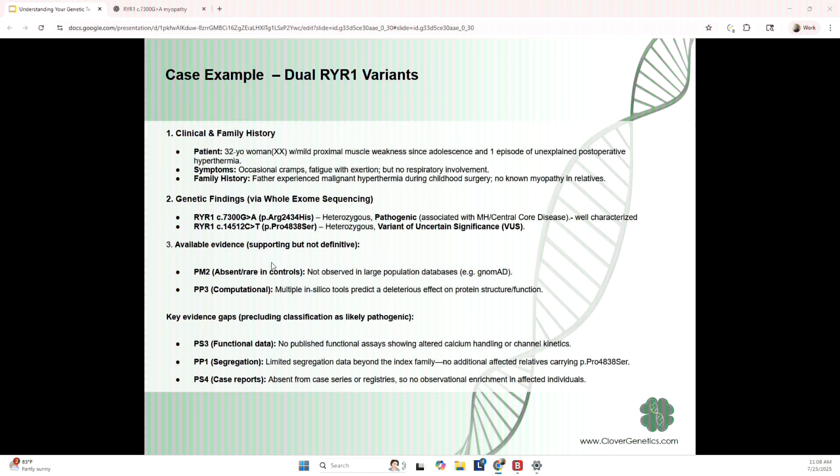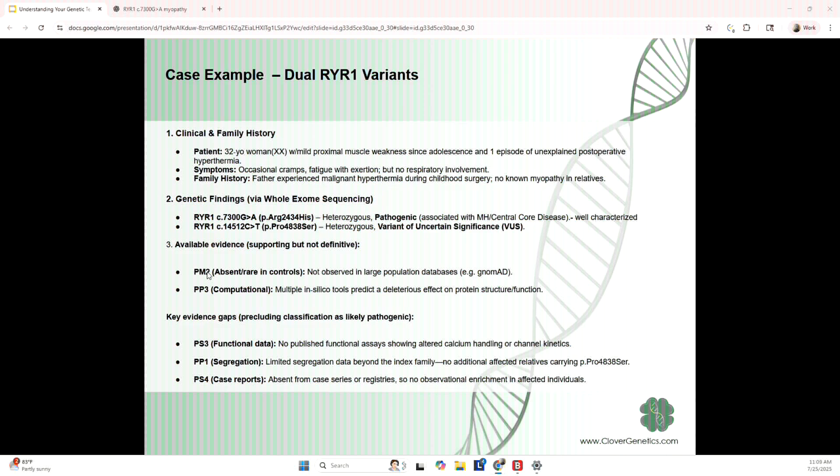So these bullet points down here, these codes, say PM2 and PP3, are basically moderate versus supporting evidence and other lines of evidence that they were able to identify on this variant. Specifically, they found that this variant was not observed in population controls. Additionally, on computational models, they identified that this protein change would likely have a deleterious or damaging effect on the protein.